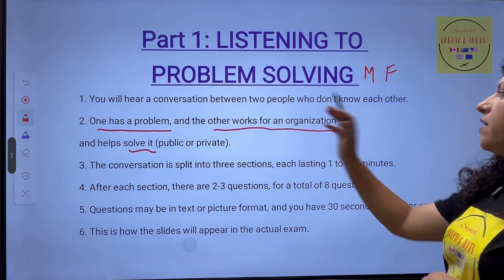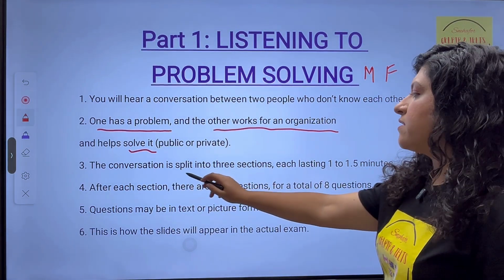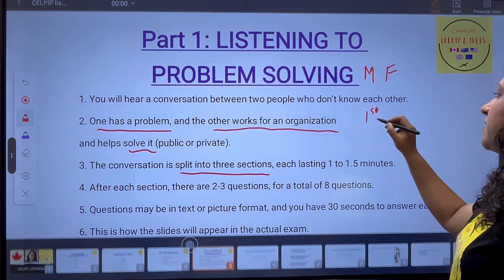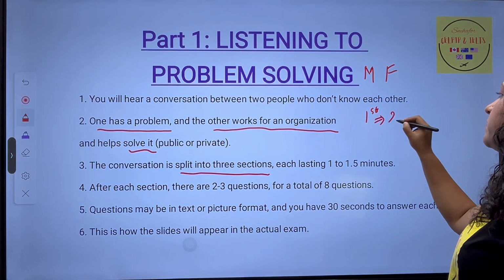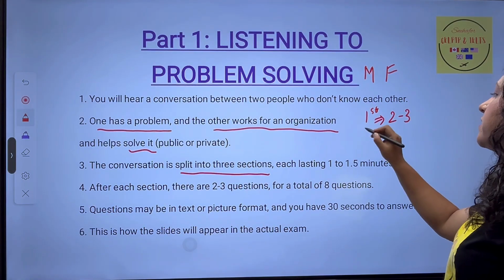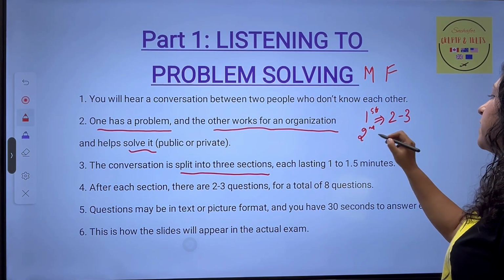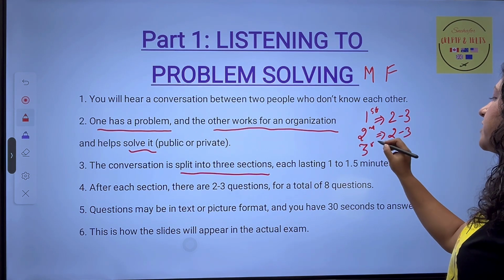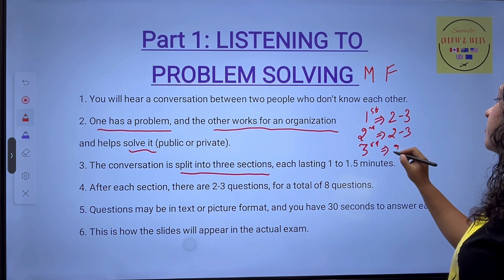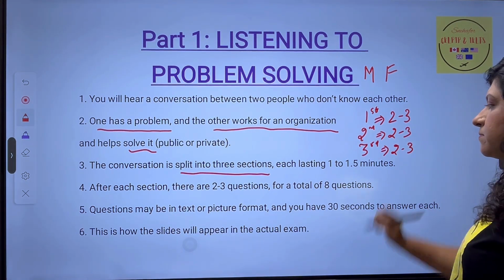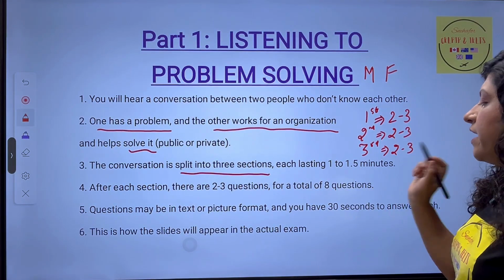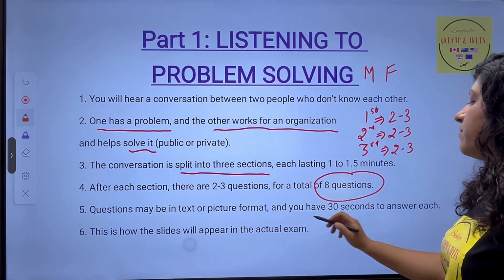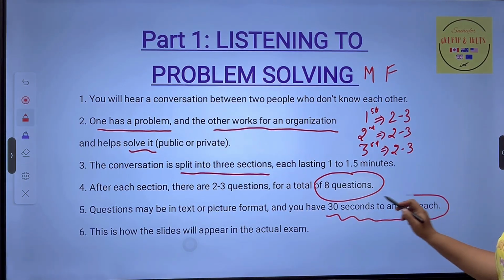Now in this part 1, your audio is further split into 3 sections. First, the first section of the audio is played and related to that, you'll be shown 2 to 3 questions. Then the second section of the audio will be played. Again, you will have 2 to 3 questions. And then the third section of the audio will be played and again you have 2 to 3 questions. In total, you have 8 questions in part 1. And in your exam, you get 30 seconds to answer each question.